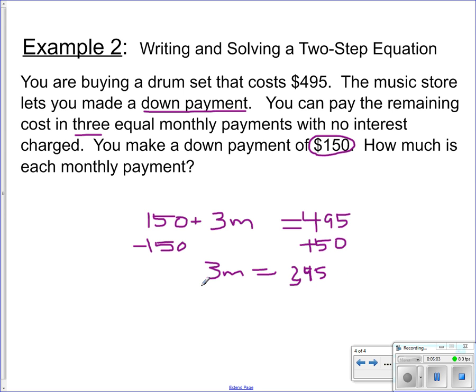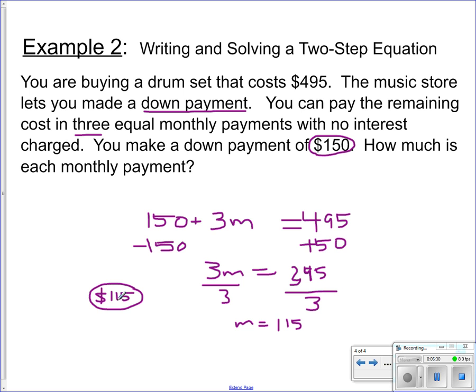Then I'm going to divide by 3 on both sides. So I get M equals 345 divided by 3, which is 115. This is a question: how much is our monthly payment? So my final answer is $115 per month.